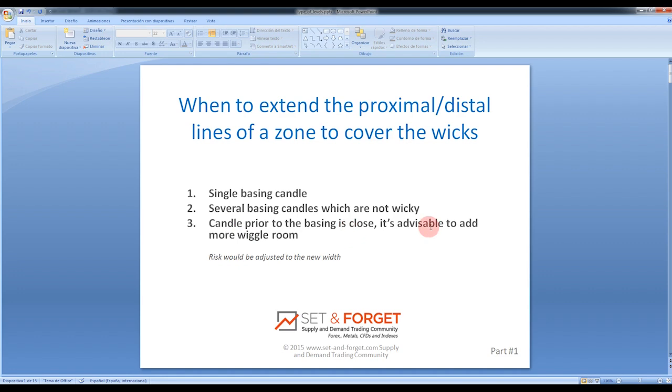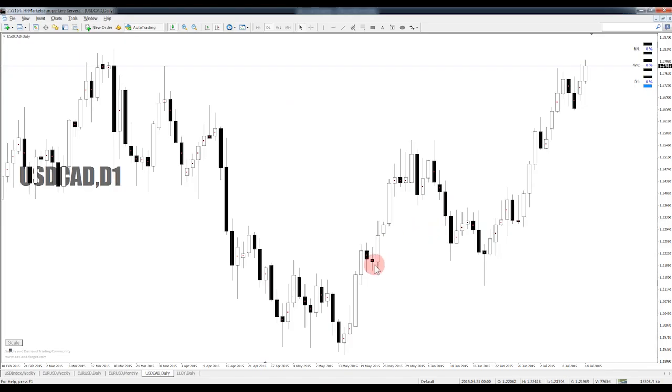Okay. Another example. This is the third example here. Candle prior to the basing is close. It's advisable to add more wiggle room like here. Okay, so this is a rally, the base, and a rally. So if you do like that, then you're out. Okay, so look at the candle to the left. When we have candles very close to this rally, this bullish candle, then what we should do is this. Cover the lowest low of the candle prior to it. If this candle didn't exist, and we have that candle, obviously we're not going to do that. Okay, that's common sense.